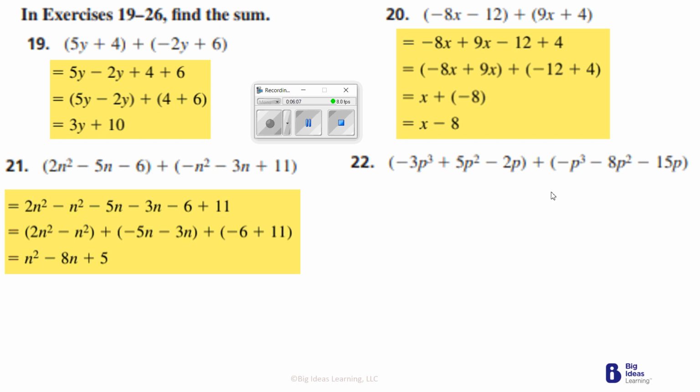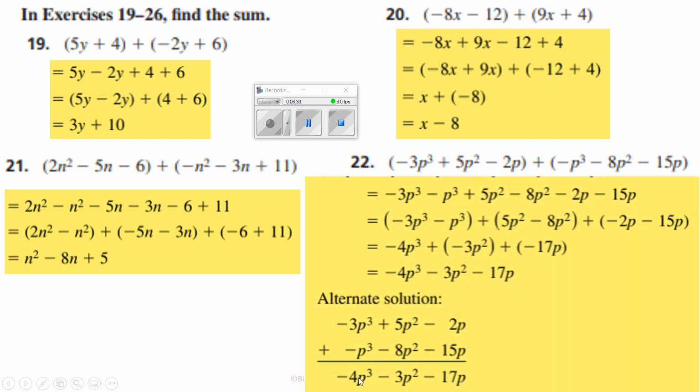Over here, if adding again, so we're 3p to the third power minus p to the third power gives us negative 4p to the third power. Then we have 5p to the second power minus 8p to the second power. That's going to give us negative 3p to the second power. And we have negative 2p minus 7, or 15p, which will give us negative 17p.